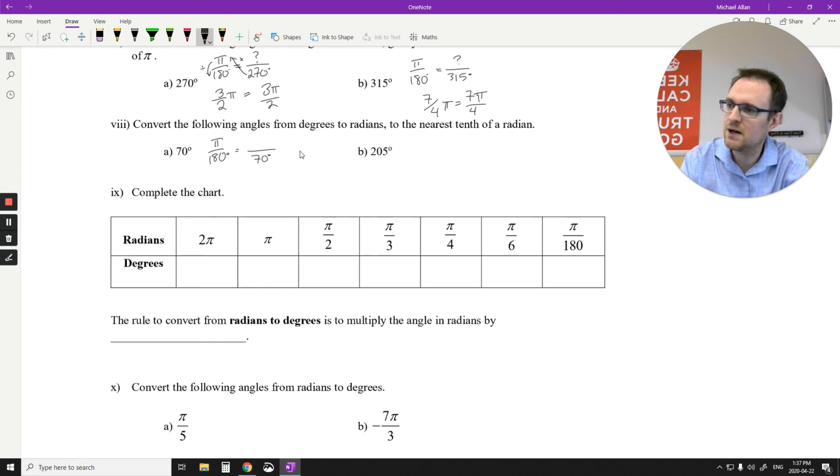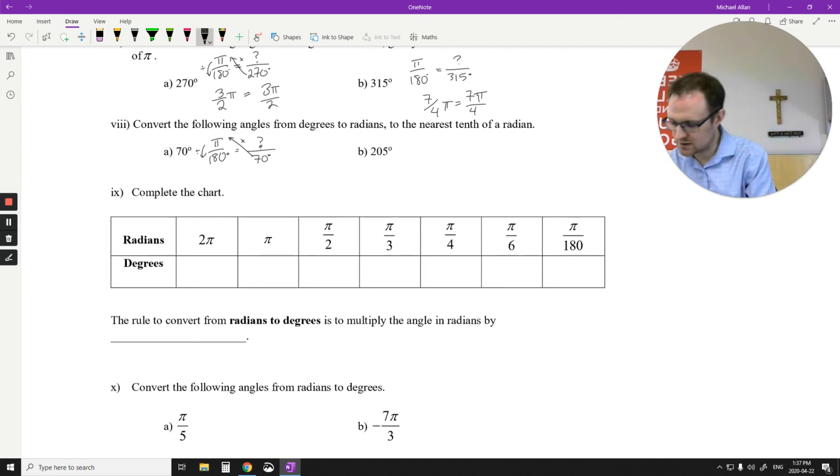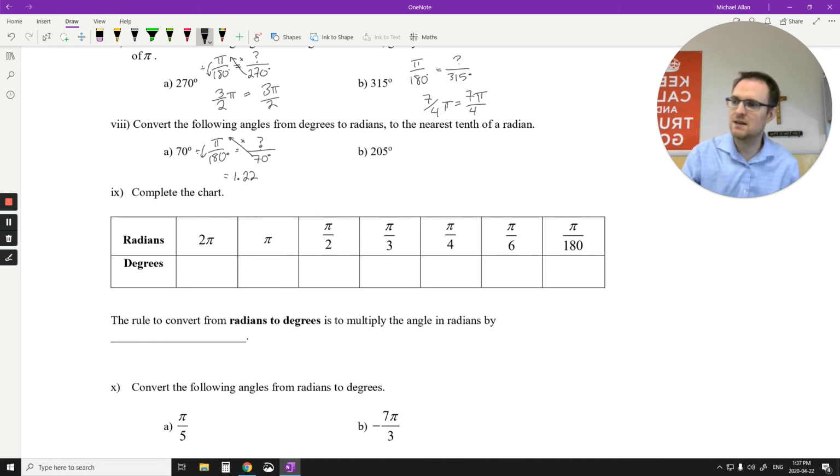Put the 70 on the bottom? Now when I do the cross multiply and divide here, I'm actually going to use the math with the pi. So I'm going to set 70 times pi divided by 180, and we're going to get an angle of 1.22.